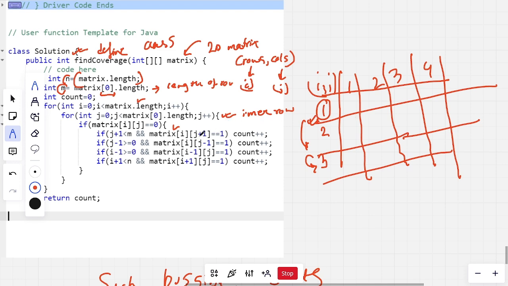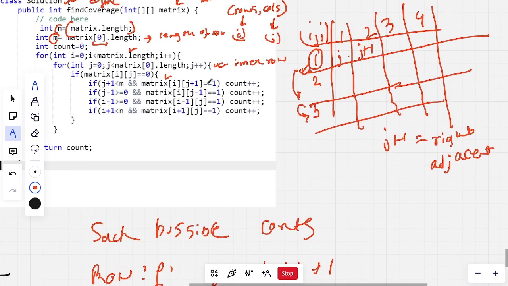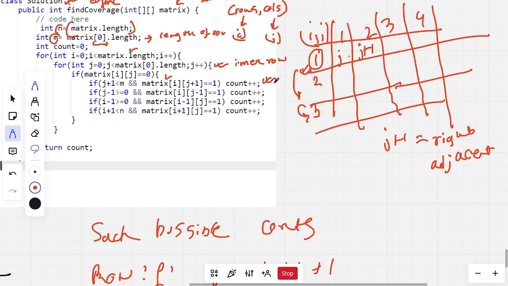So in this case, you can see J plus 1 is less than M. Okay, that satisfies the condition that the element present over here has an index which is less than 4. Yes, because obviously the length of the row at this particular instance is 4, so it has to be lesser than 4. Now matrix of I and J plus 1. So assuming this is I, and this is suppose J. The J plus 1 element will be over here, the adjacent one. So J plus 1 is nothing but the right adjacent. So this is how you can traverse, right? We are checking if the element present at the right adjacent is equal to 1. Then we are encountering a 1. That means we are surrounded by 1, so we are increasing the counter by 1.